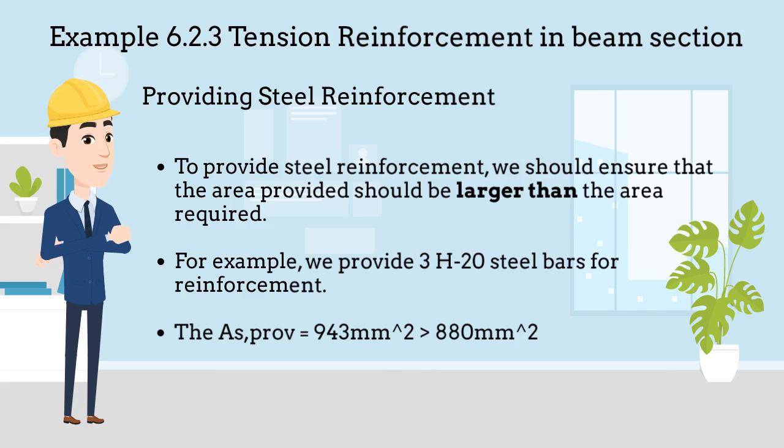To provide steel reinforcement, we should ensure that the area provided is larger than the area required. For example, we provide 3 steel bars with 20 mm diameter for reinforcement. The area provided equals 943 square millimeters, which is larger than 880 square millimeters.